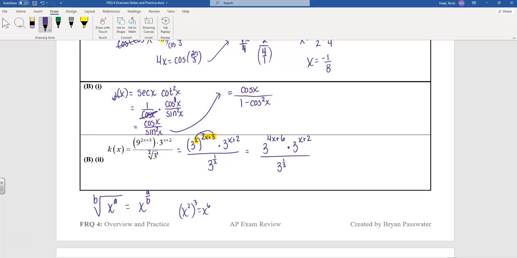I'm multiplying those two things together. What do I do when I'm multiplying two things together? What do I do with their exponents? I'm adding them. So like if I have x squared times x to the third, that's going to give me x to the fifth. I'm just adding those two exponents together, right? So what I want to do here is I'm going to have 3 to the, I'm going to do 4x plus x will give me 5x. And then 6 plus 2 will give me 8 over 3 to the 1/2.